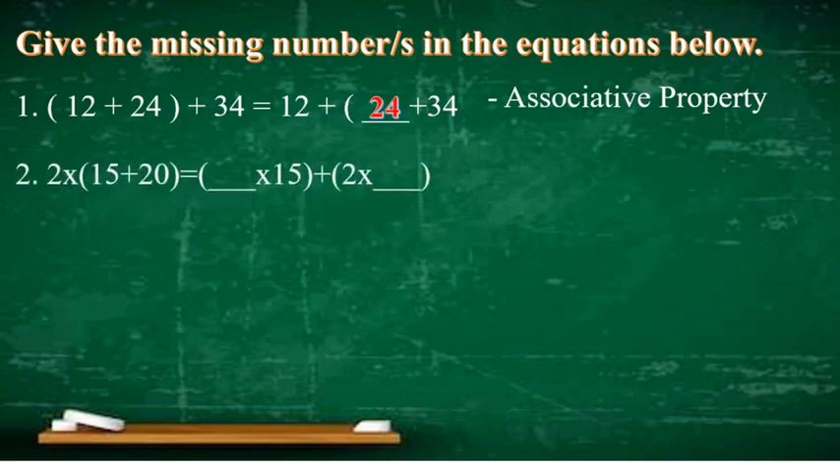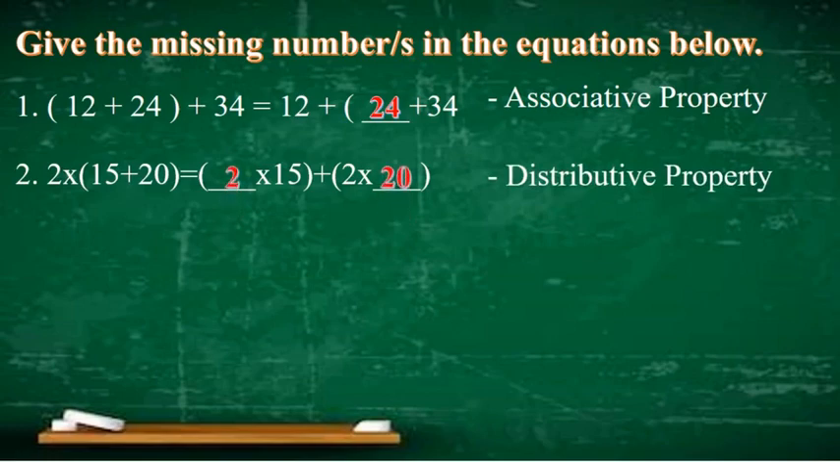Next equation. What property of operations is used in this equation? Correct, distributive property. What are the missing numbers? Yes, 2 and 20. Let's evaluate if your answers are correct. Are they equal? Very good, you got it right. Let's proceed to another problem.